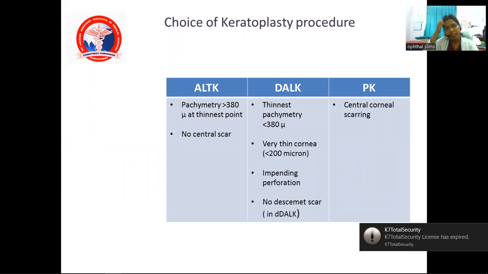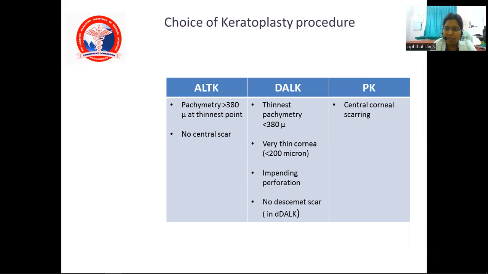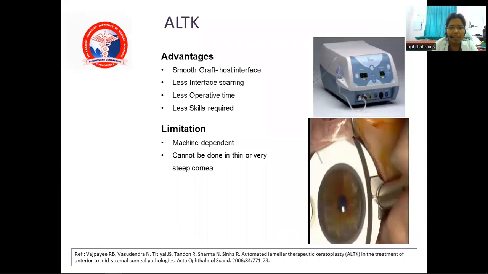The choice of keratoplasty procedure: ALTK, where the corneal thickness is more than 380 micrometer and there is no central scar. DALK, deep anterior lamellar keratoplasty, if the corneal thickness is less than 380 micrometer, but in case of very thin cornea less than 200 micron, if there is an impending perforation, and there should not be any Descemet scar. Penetrating keratoplasty may be used in case of central corneal scarring.